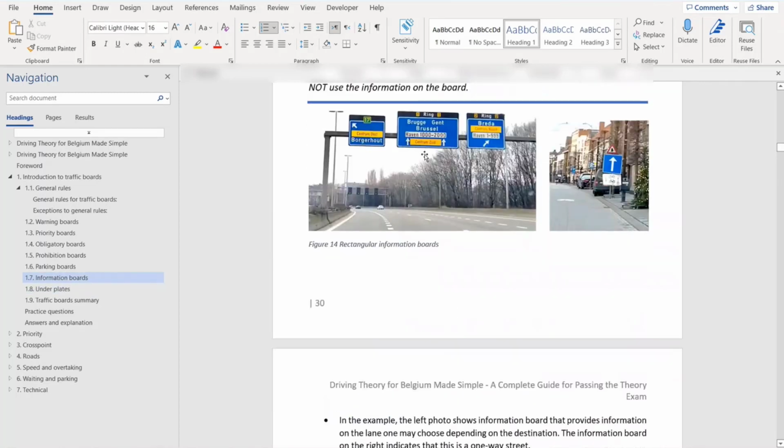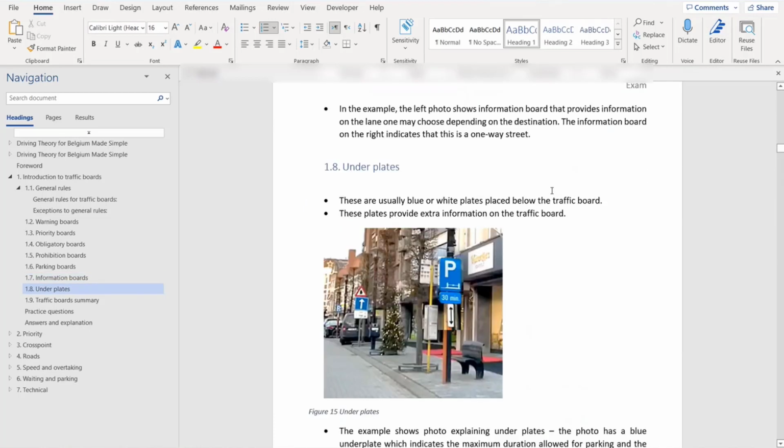So here you can see the information boards on the left photo indicating the lanes that you must select if you want to go in a particular direction. And the photo on the right shows that it's a one-way street. Now we have completed all the 6 boards.